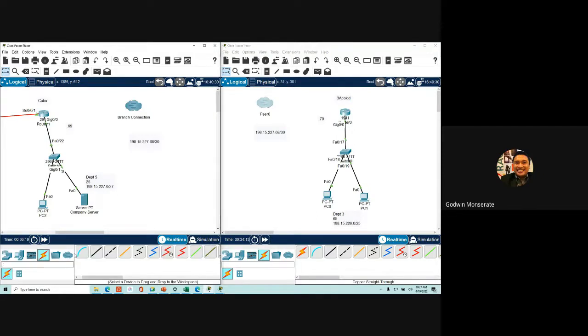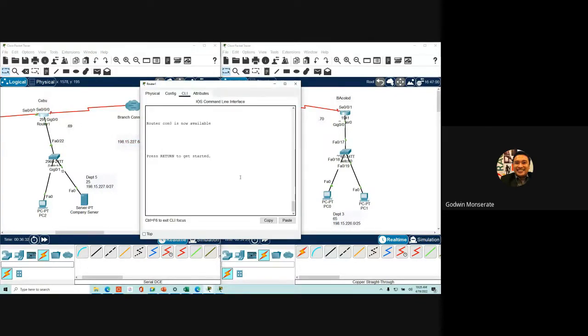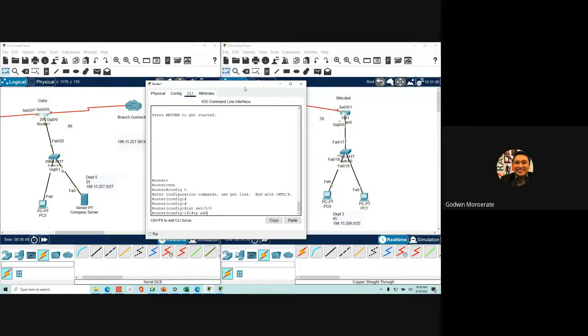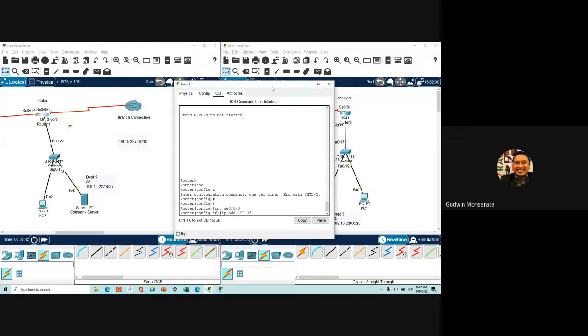So, 19868. So, we will connect. Sus, pasalamat yung ko nakita ninyo. So, we connect to RS00. There you are. Then, we are going to configure, at least, hapit na time, but enable config P. Then, in SE000 IP add, okay, then that will be 198.15.227.69 255.255.255.252. Enter. No shut. Okay?